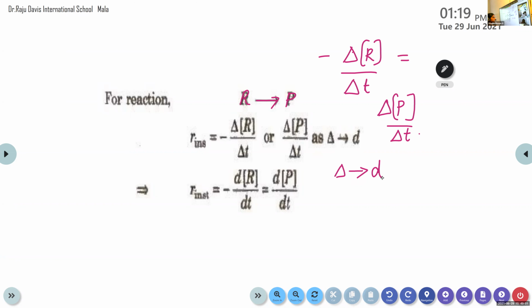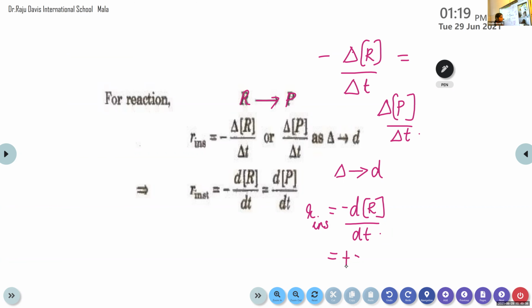Okay, very small change. So then the equation becomes R instantaneous, instead of delta, we are using this d. That's the only change there. It is minus dR divided by dt. d stands for very short interval. It is approximately equal to 0. Then similarly, we can also write the equation for the instantaneous rate in terms of products.